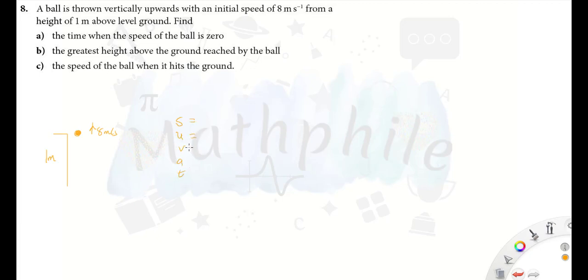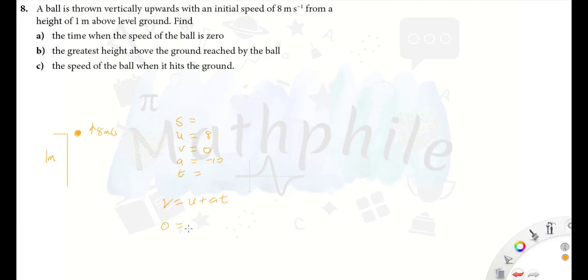So with this one, my final velocity is 8. The acceleration is -10. So you should be able to find T and S. Yeah, now V equals U plus at.